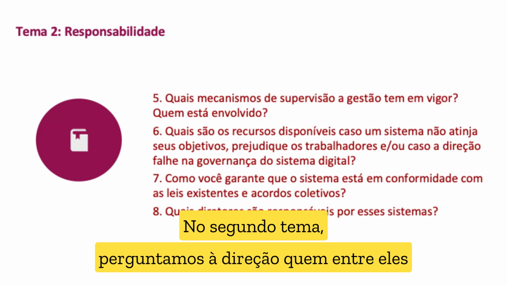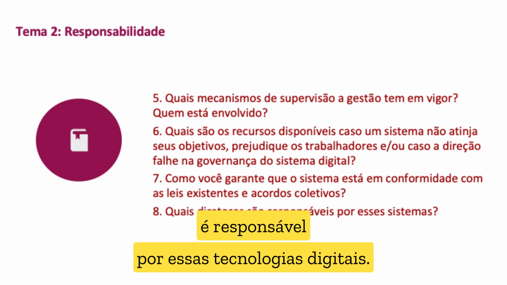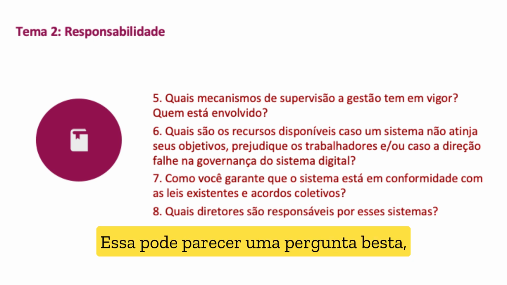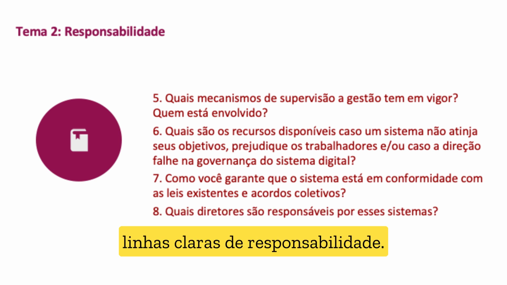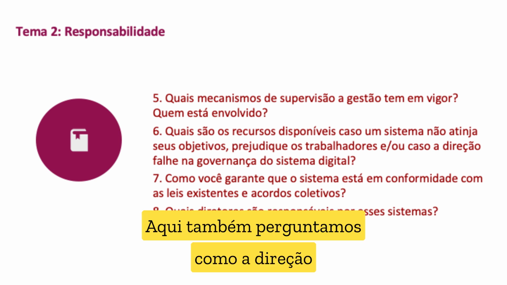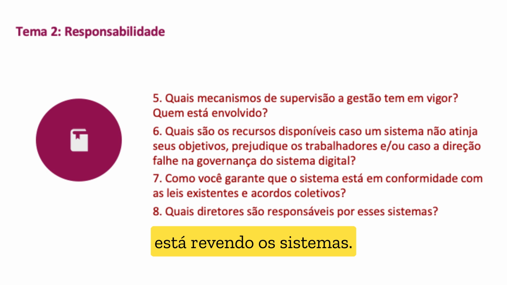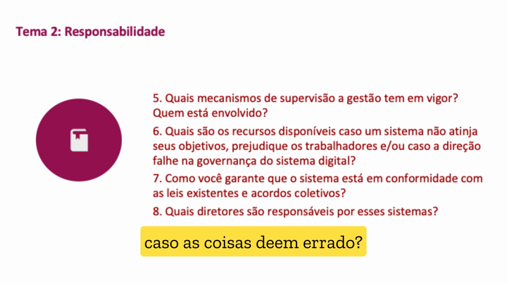In theme 2, we ask management who amongst them is responsible for these digital technologies. This might seem like a dull question, but in our experience, management has oftentimes not established clear lines of responsibility. We also here ask how management are reviewing the systems. What remedies have they put in place if things go wrong?